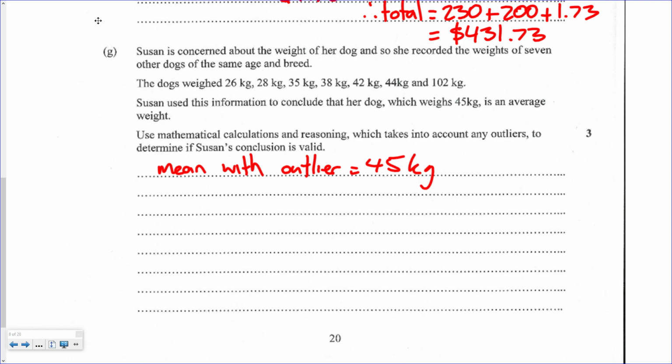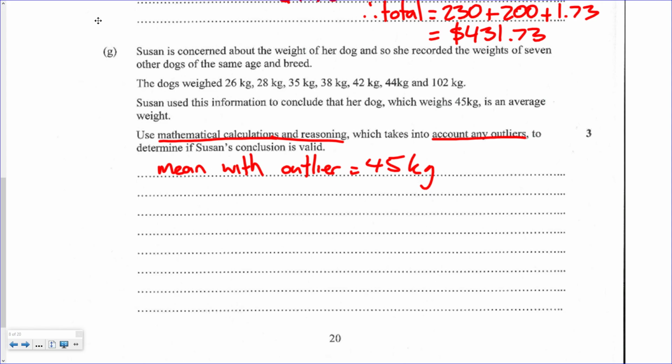So using mathematical calculations and reasoning, so basically that's saying prove that it's an outlier, which takes into account any outlier. So that was like a big hint in the question saying, hey, there's an outlier here, show it, and therefore think about what happens without the outlier, determine if Susan's conclusion is valid. Because the idea is, if we were to take out that 102 kilogram dog, the average is probably going to go fairly lower, and that would mean this dog, which weighs 45 kilograms, is actually quite heavy. In fact, heavier than all the other dogs.